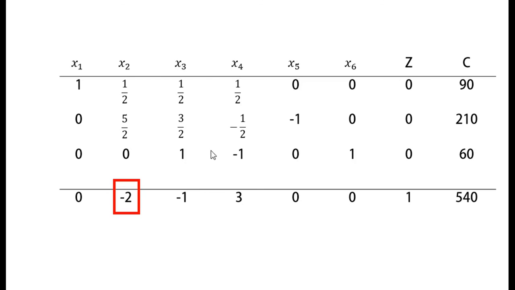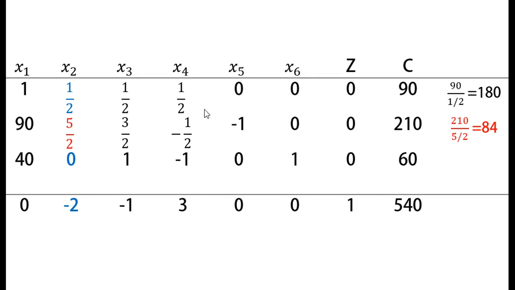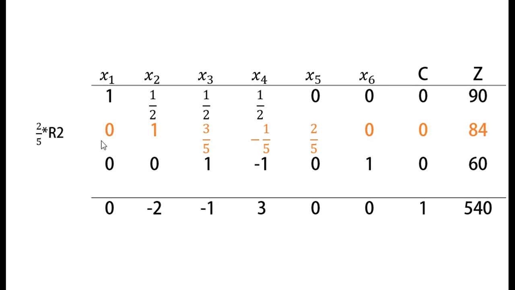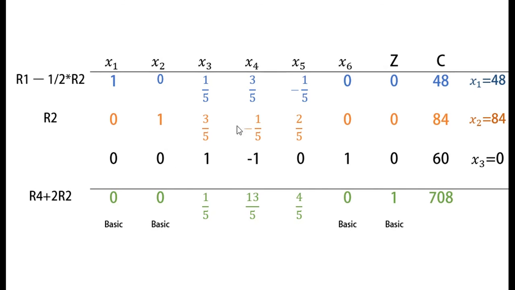Largest negative number in the objective function, our pivot row and pivot column, and our new pivot row. With the row operations, we now have new pivot rows, and we are done since there is no negative number at the bottom.